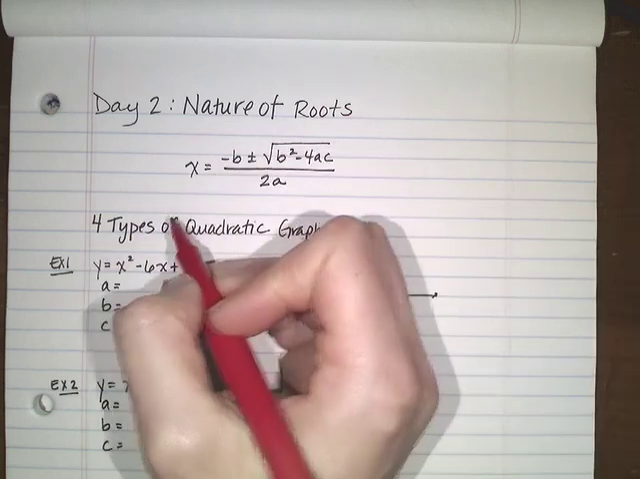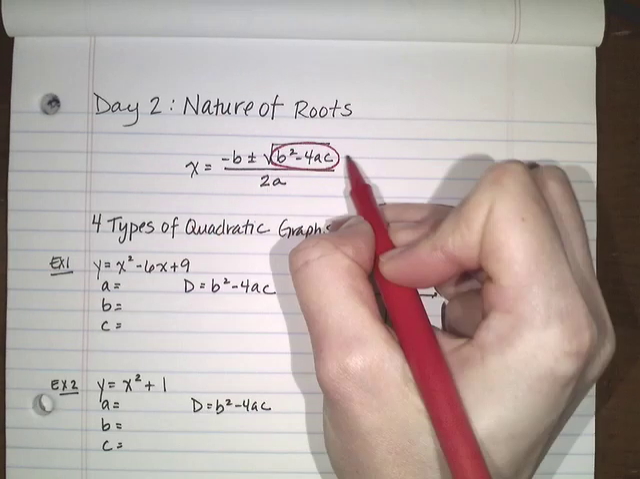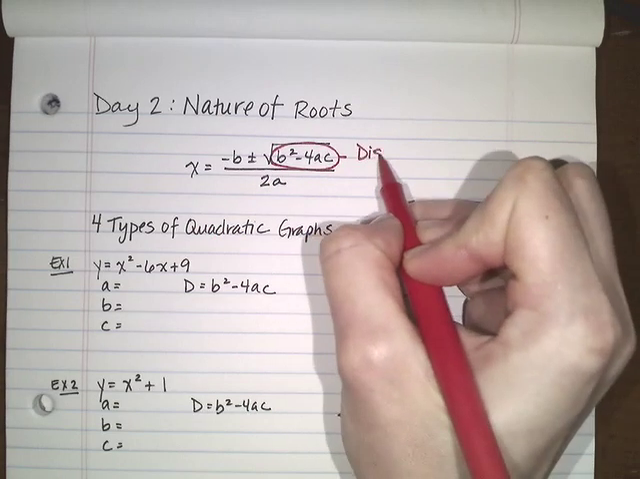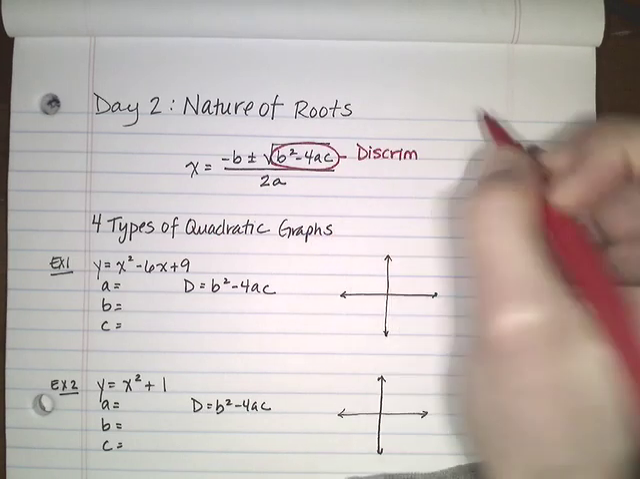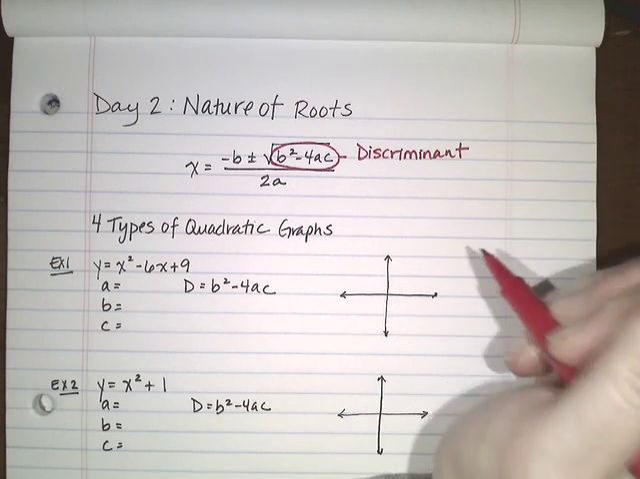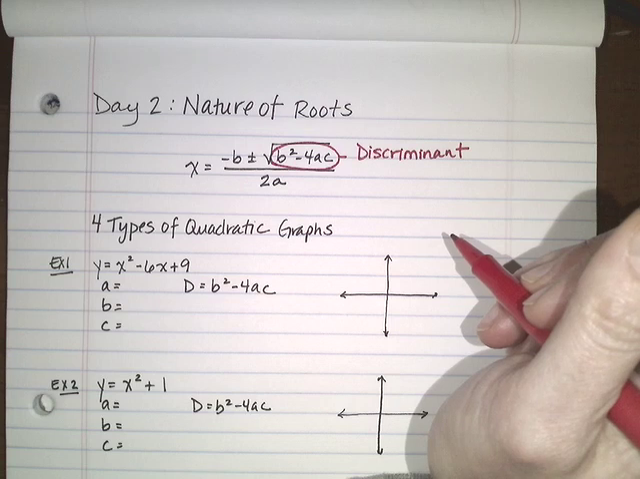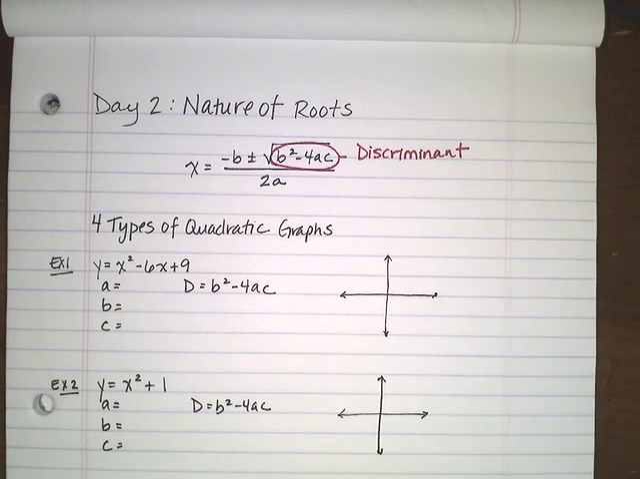The quadratic formula. In the quadratic formula, underneath the radical, this thing is what we call the discriminant. Did I spell that right? Discriminant. Looks good. All right. Don't worry, it's not a spelling test, thank goodness.